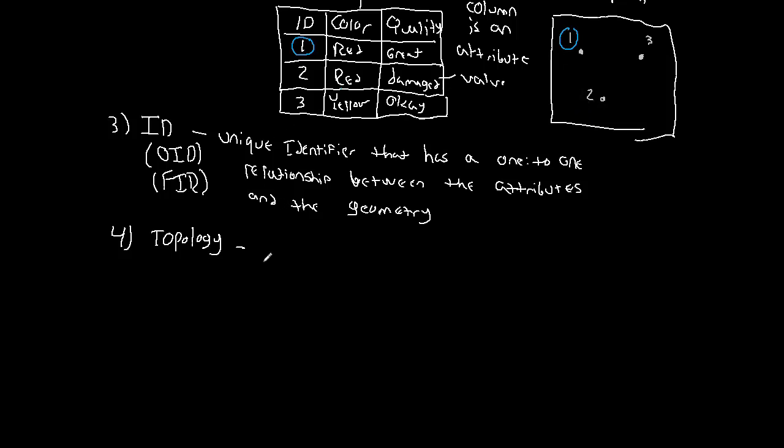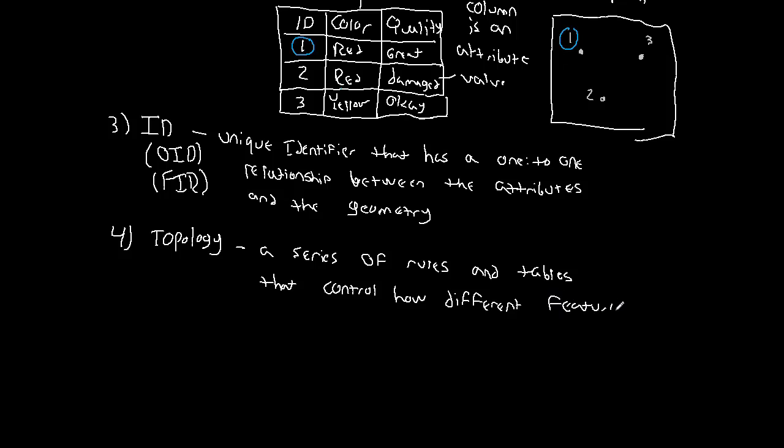And basically what topology is at the highest level is it is a series of rules and tables that control how different features of the same data set interact with each other. And I'm being slightly simplistic here, but when we talk about examples, you'll see kind of what this means.